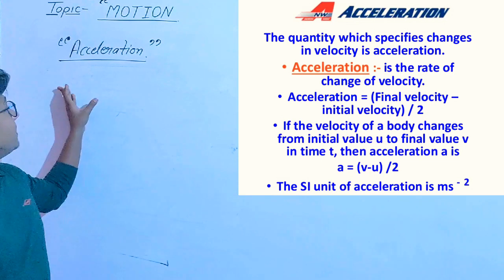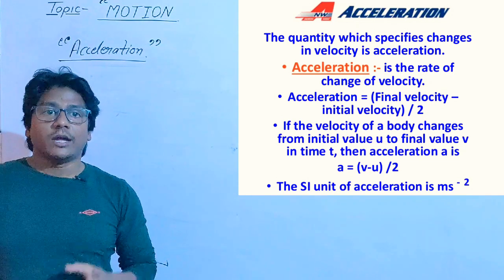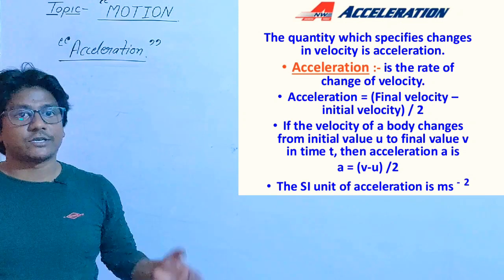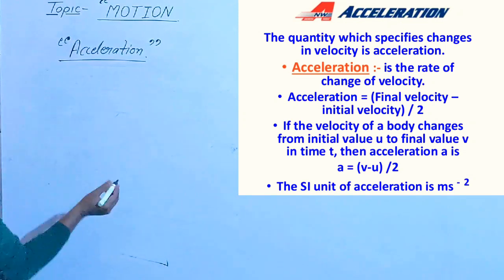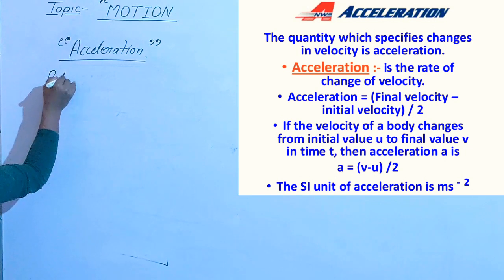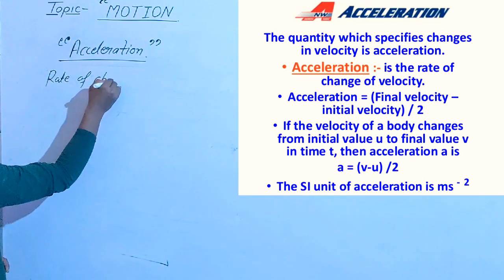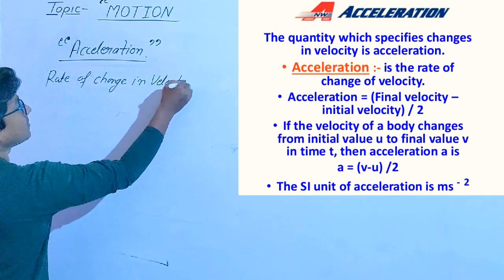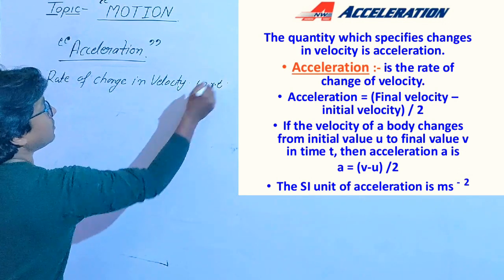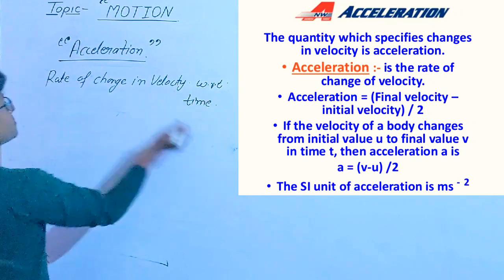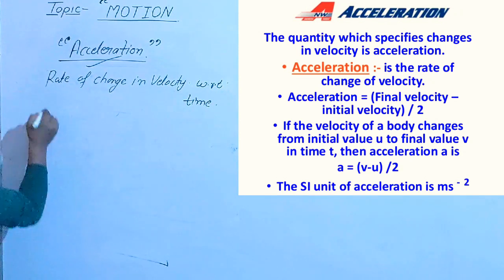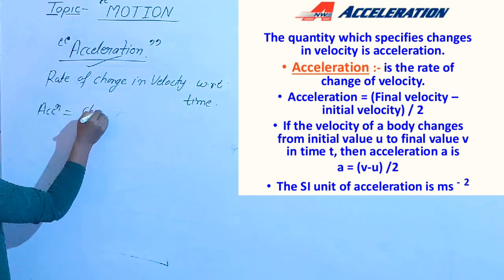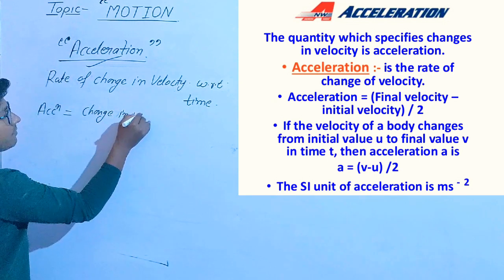The next quantity is acceleration. The quantity which specifies changes in velocity is known as acceleration, or we can say the rate of change in velocity with respect to time is called acceleration. The acceleration formula will be change in velocity upon time.